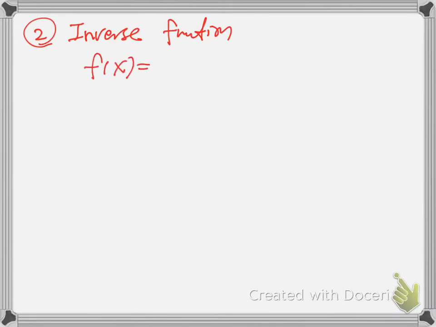The inverse function, this is the easiest case, right? So f of x is 2x minus 7, and g of x is (x minus 7) divided by 2. We want to know whether they are inverses of each other. So we find the inverse of f. What's step 1?